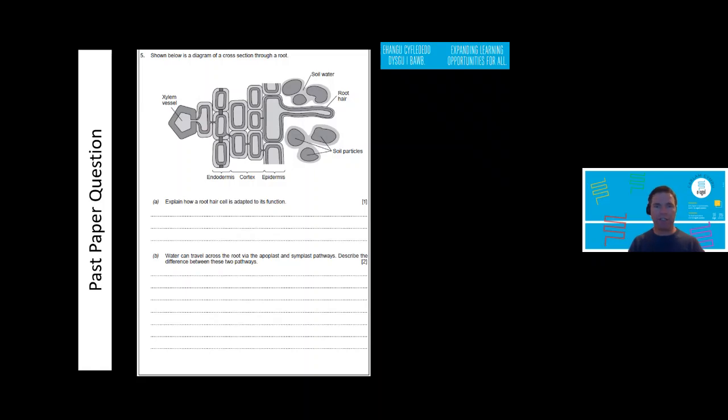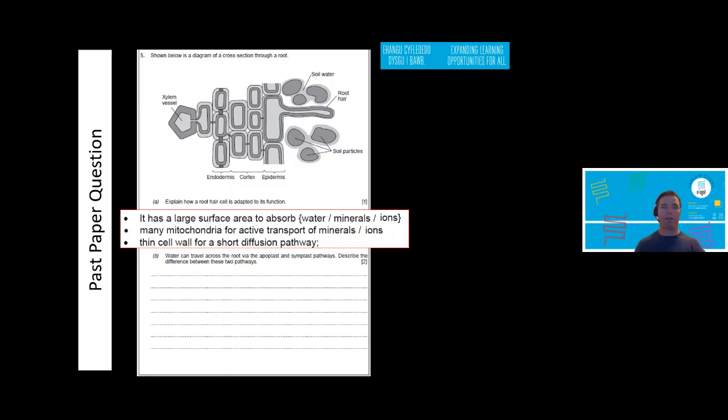Let's finish this section now on a question that you might be expected to answer. So again, this is an opportunity for you to pause and come up with your own attempts at this, but for now I'll work through it with you. So explain how a root hair cell is adapted to its function. Kind of a GCSE idea. You can see it's one mark. You've got 3 different marking points you could refer to there.